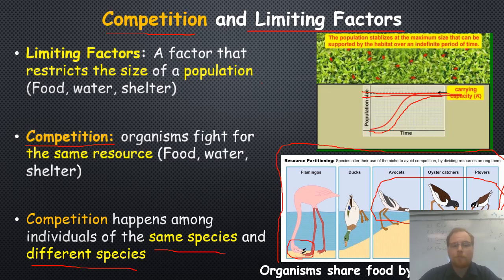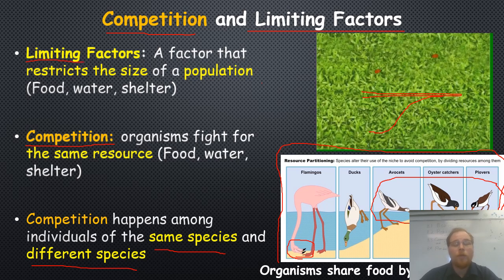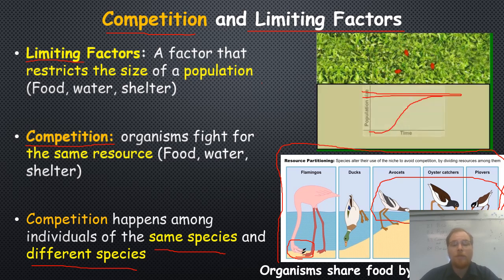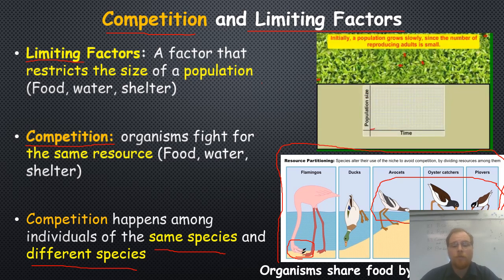So one more time, limiting factors are really important to understand. They limit how much the population of organisms can grow because you only have so many resources to go around. Once you hit that limiting factor, that line, they're not going to be able to grow beyond that because they just don't have enough resources to get bigger.